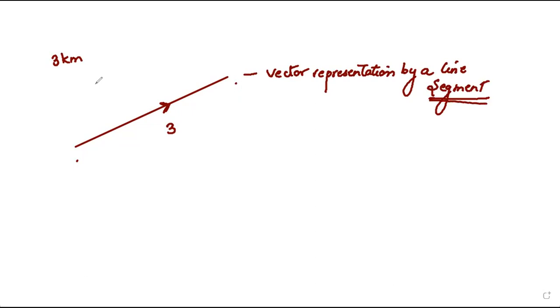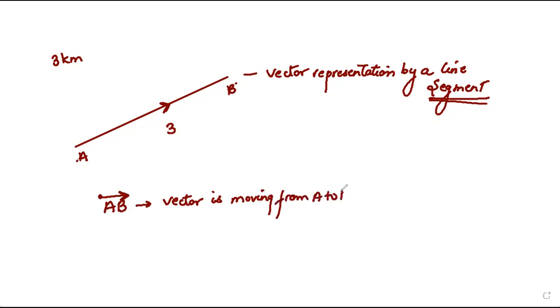There's another way by which we can describe vectors, in written form. Suppose this is A and B, and if I want to write it, I will say vector AB, with an arrow above it which specifies the direction, and it is telling me that the vector is moving from A to B. That's why it started from A and is moving towards B. So the particular quantity is moving from A to B.